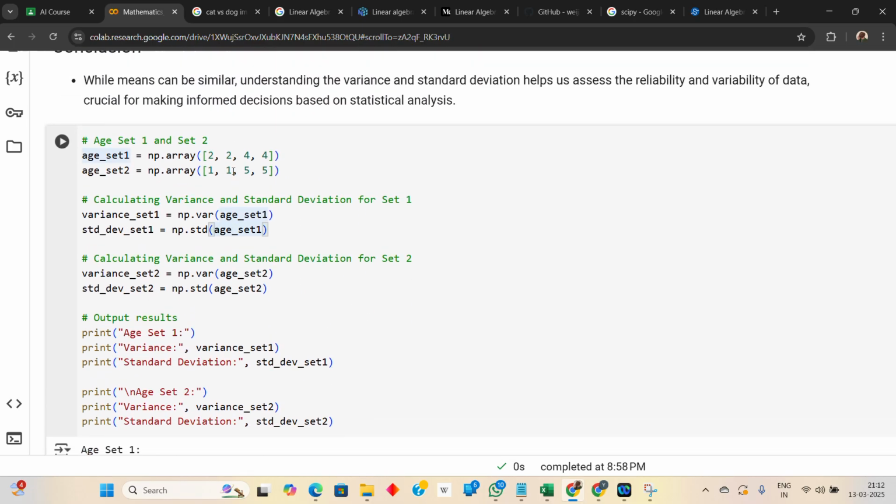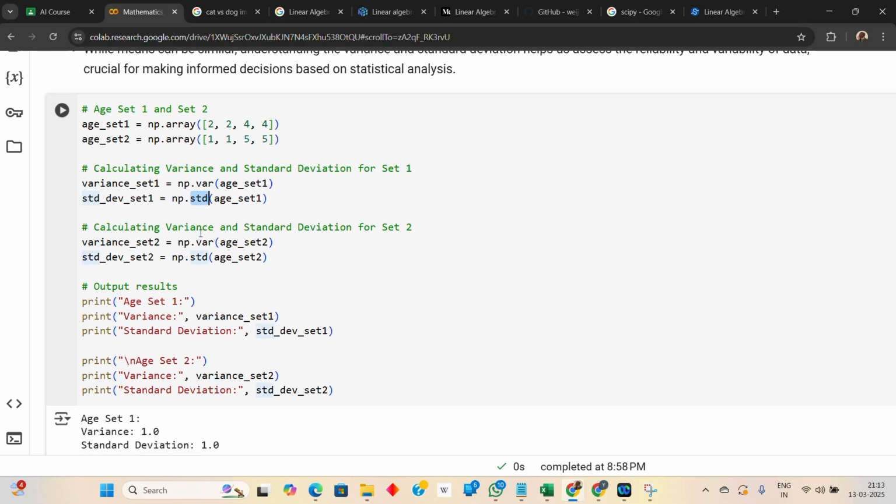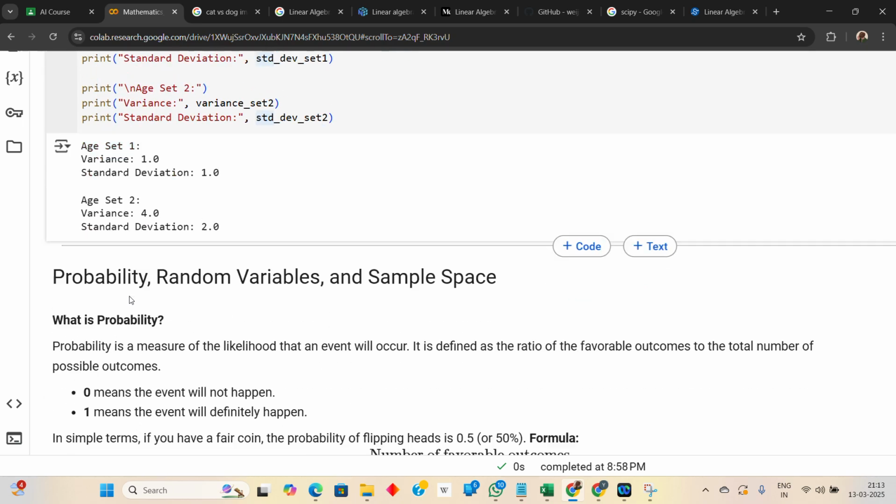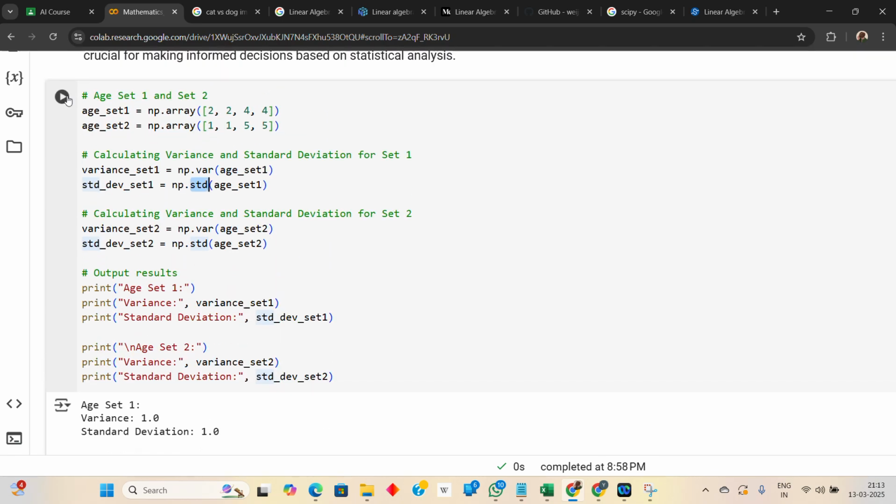So how can we execute this in reality? Here you can see, if you have any array, you can create it using NumPy, and then np.var is the function which will help us calculate the variance. np.std is the function which will help us calculate the standard deviation. So this way we can calculate the variance and standard deviation.